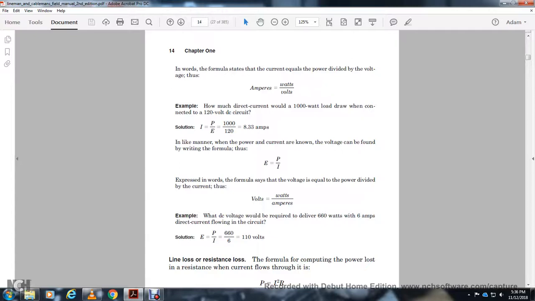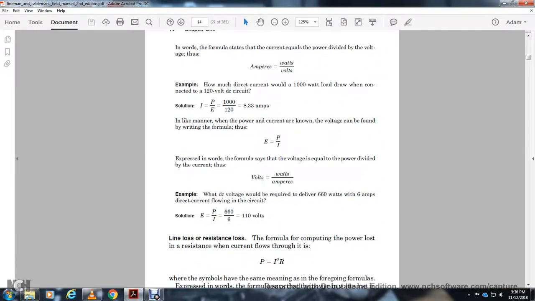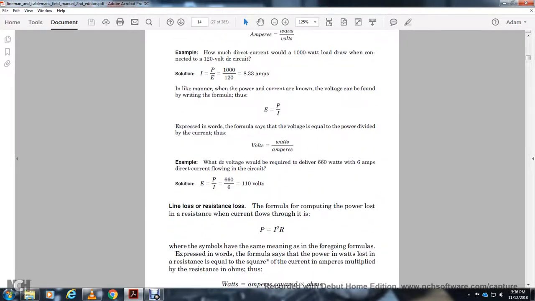What DC volts are required to deliver 600 watts with 6 amps of direct current flow? That would give you 110 volts, sorry, 100 volts. Line loss resistance: the formula for computing the power loss with the resistance and current flow is power equals the amps squared times the resistance. This gives you the line resistance loss.